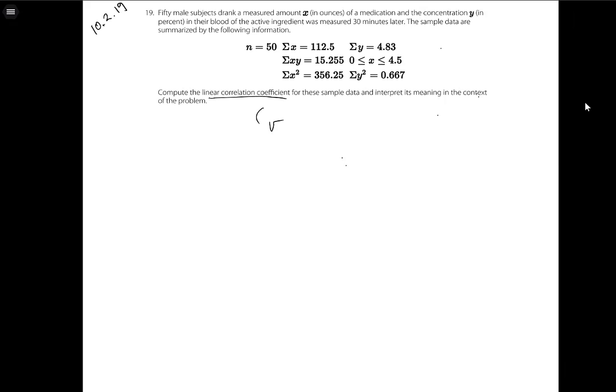So again, we have this point that minus 1 is less than or equal to R is less than or equal to 1. So if R is near either one of those ends, there's a lot of correlation. If R is near 0, then not much correlation.